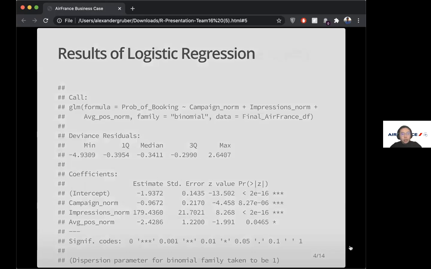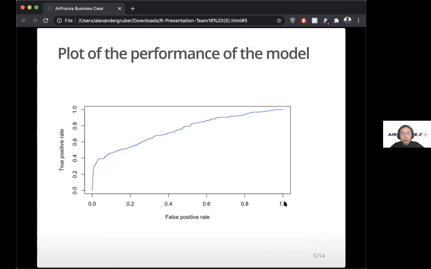We have checked the performance of the model to see how much of the percentage of predictions were accurate, and we can see in the plot that it's a good model, but it can be improved so that the curves get closer to the true positive rate.